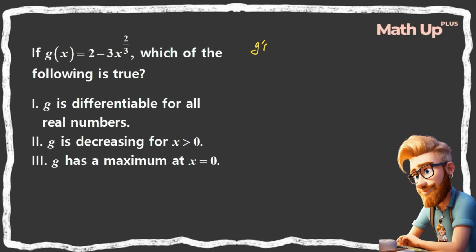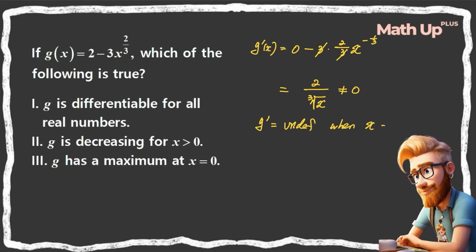So g prime of x is equal to the derivative of 2, which is 0, minus 3 times the power 2 over 3 times x to the 2 over 3 minus 1, that's negative 1 over 3. So that is equal to 2 over the cube root of x. And we see that this never becomes 0. Instead, g prime is undefined when x is equal to 0. So, since g is continuous, x equals 0 is our critical point.